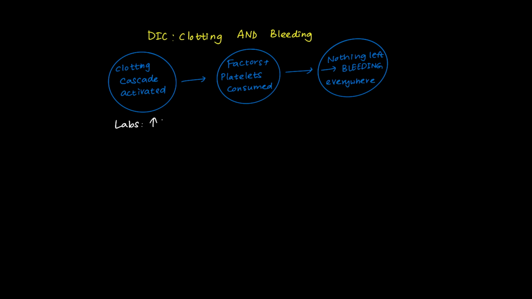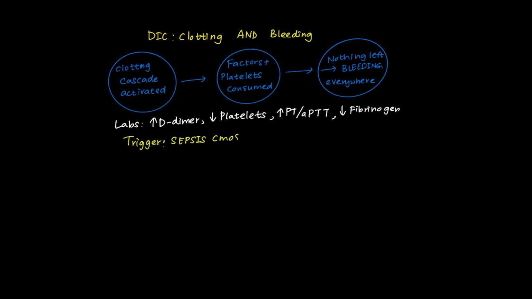Here's the paradox that makes DIC so dangerous. The body is clotting and bleeding at the same time. Microscopic clots form everywhere, consuming platelets and clotting factors. Once those are used up, the patient bleeds from every possible site because there's nothing left to form clots with. Sepsis is one of the most common triggers.